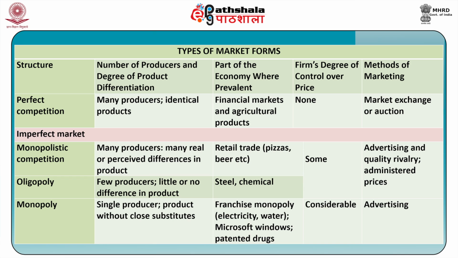Oligopoly. In oligopoly, there are few producers and each producer has little or no difference in the product. Some of the prominent markets where you could find such a market are steel manufacture, chemical manufacture, automobiles, and so on.